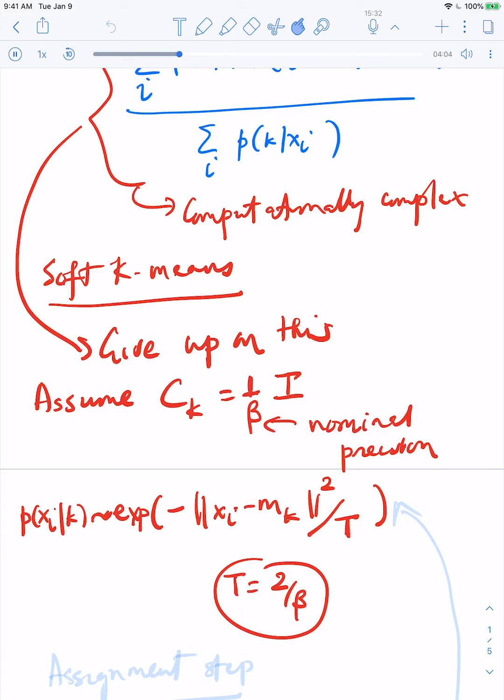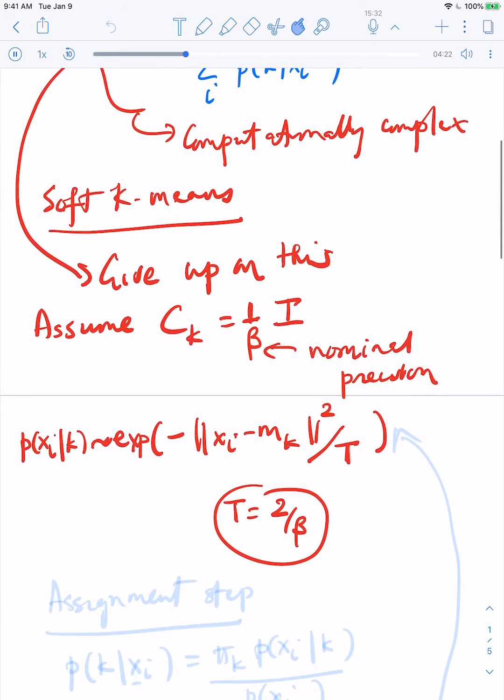So I have given up on actually estimating the covariance from the data, and I'm assuming that I'm going to allow some variations around the means. And how much variation I allow depends on the temperature. The temperature is just 2 sigma squared, but there's a particular interpretation of this temperature that we'll talk about when we discuss deterministic annealing. So I'm going to introduce this term here. So that's our model for the conditional densities.